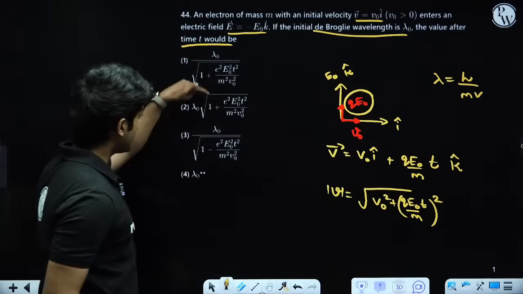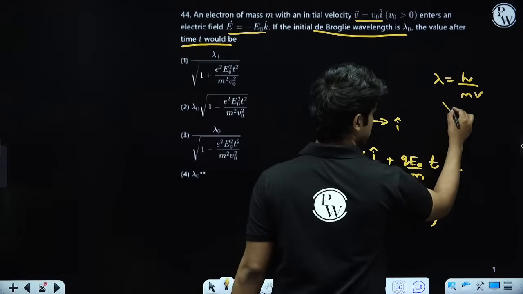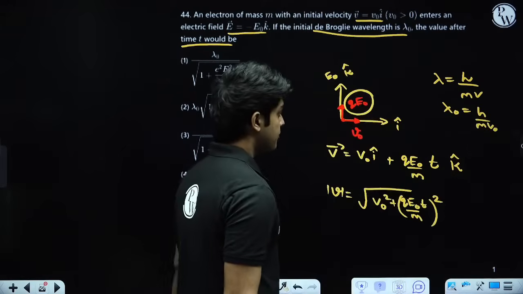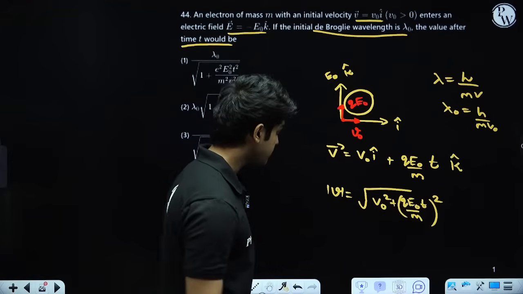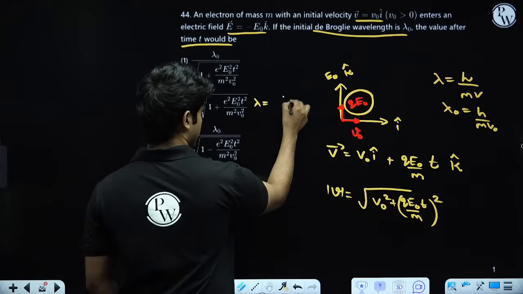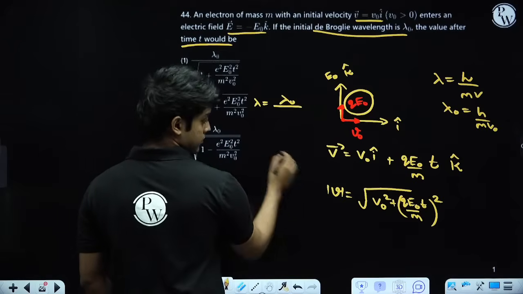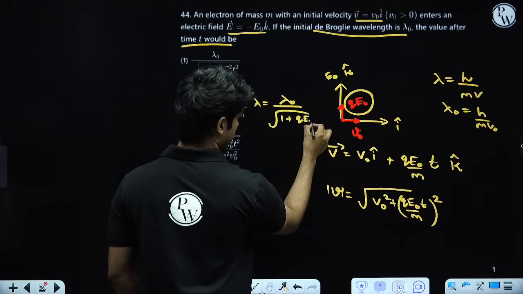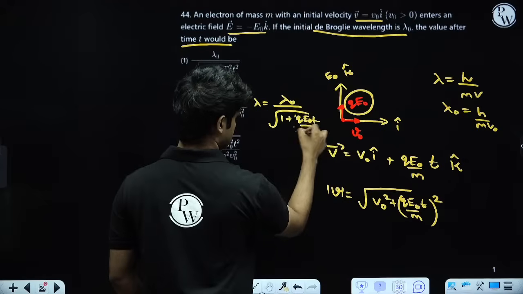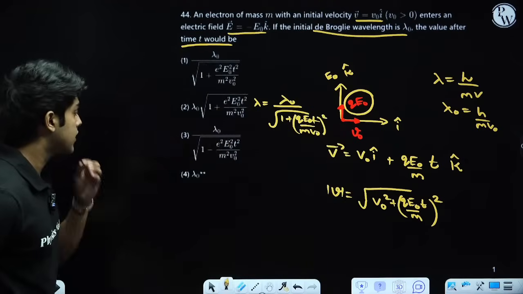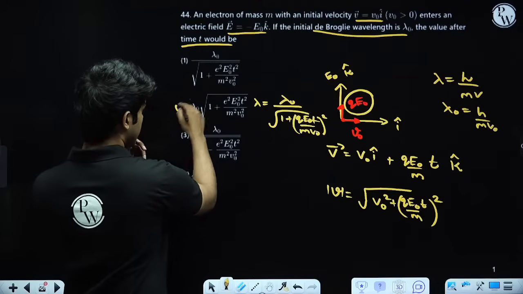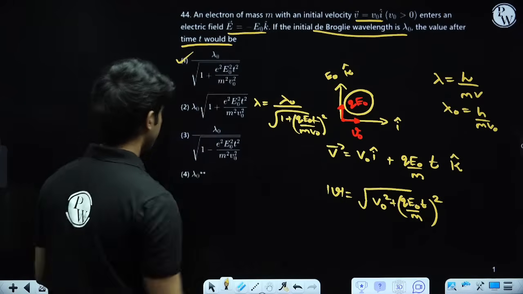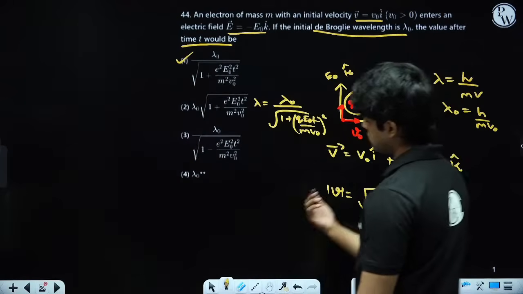So yeah, they have included lambda naught as well. So lambda naught is nothing but h divided by m v naught. Okay, so basically we can take v naught common from here. So then lambda will come out to be lambda naught divided by square root of 1 plus q E naught t divided by m v naught, whole square. Right, this is just taking common, nothing else. So I guess the answer is B. No, not B. I guess A option maybe. Yeah, first option. Okay.